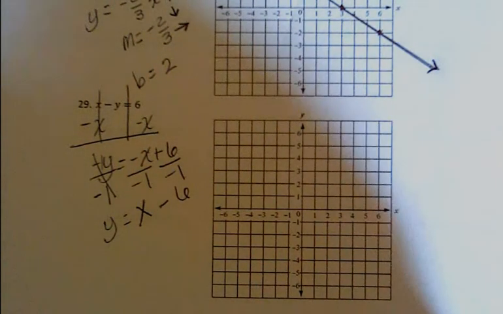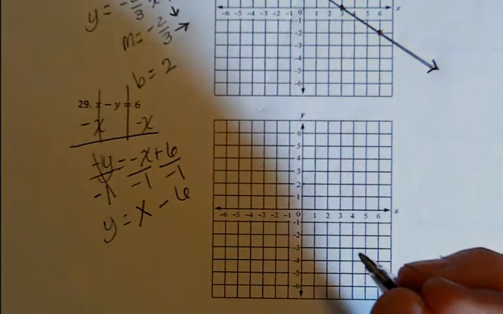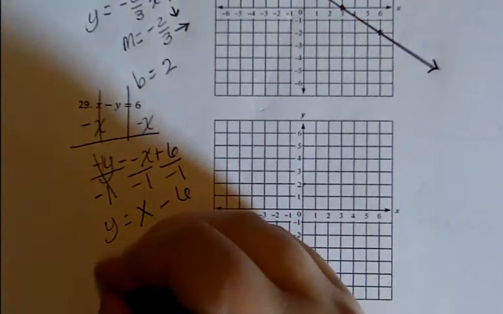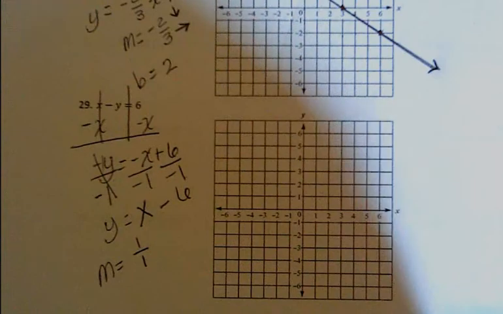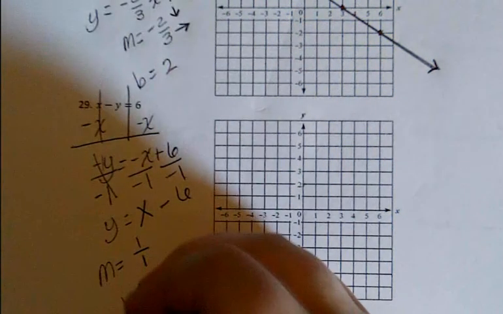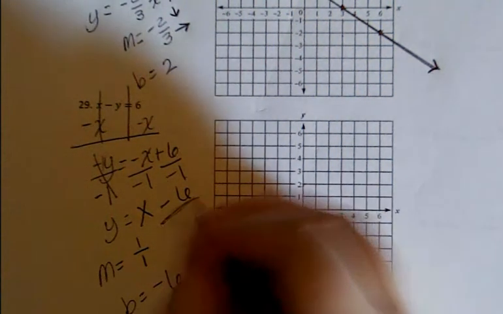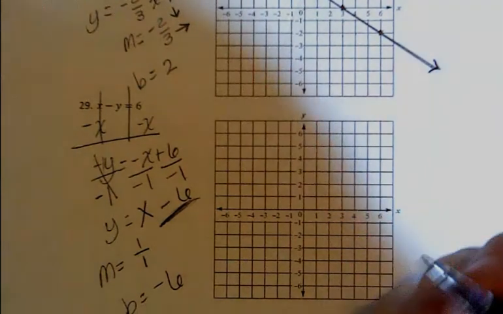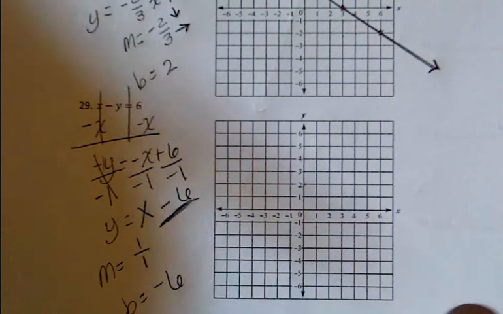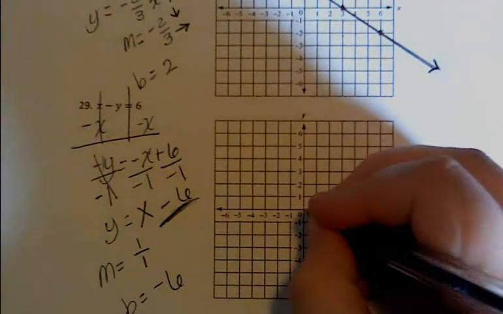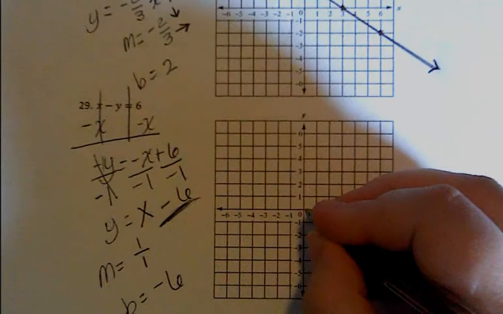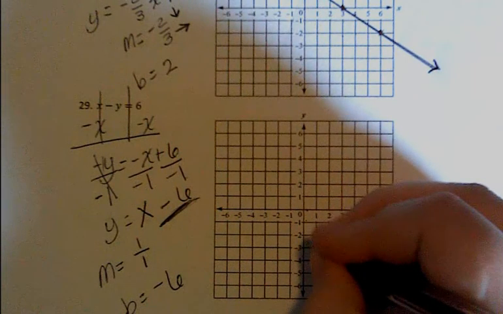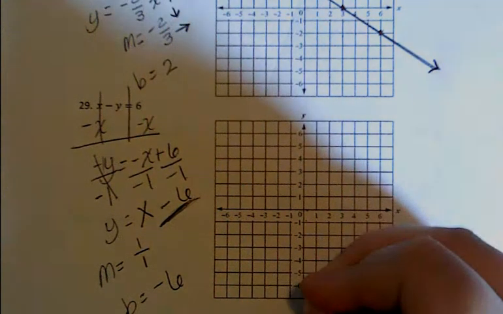Be careful about this problem. This one's really tricky. So I have my m is a positive 1, but remember you make it a fraction, so you put it over 1. And then my b is a negative 6. Be careful because you've got that minus 6. That actually means negative 6. So now I go to my origin and I go to where I have a negative 6 on my y-intercept. So I go 1, 2, 3, 4, 5, 6. It's all the way down here.